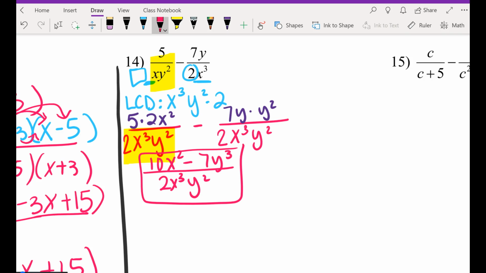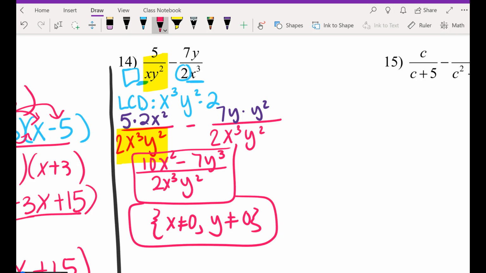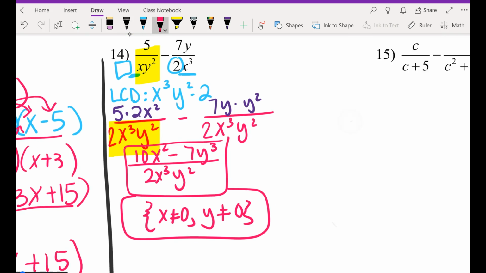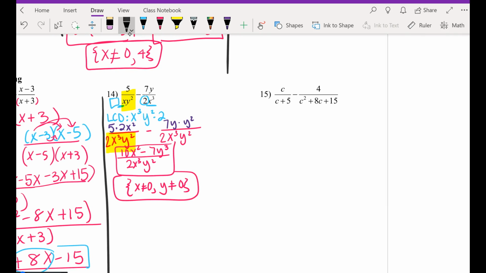We're going to take the bottom and set it equal to 0. So that means x can never be what? 0, and y can never be 0. How come you wrote both? Because you have 2 variables. If you have another one, then you're going to write another one. Okay, draw a line. Here we go.